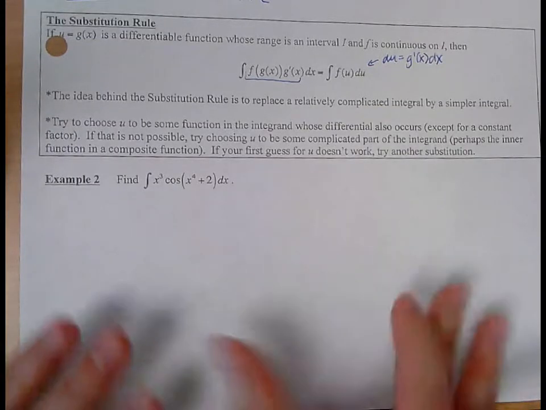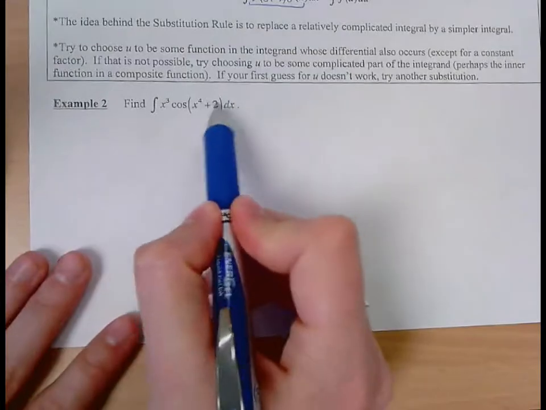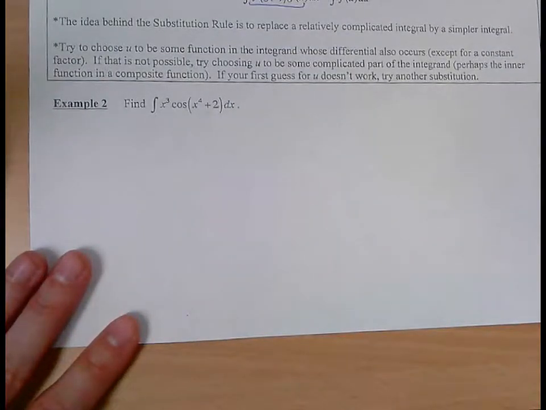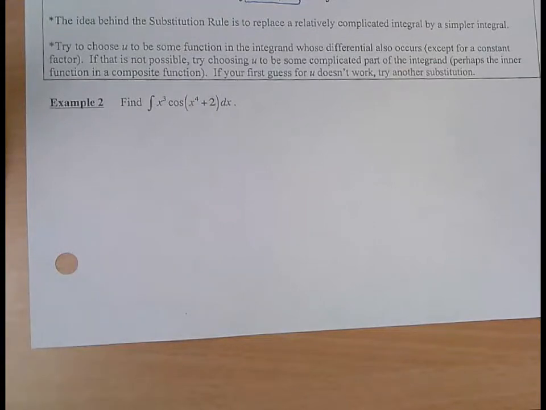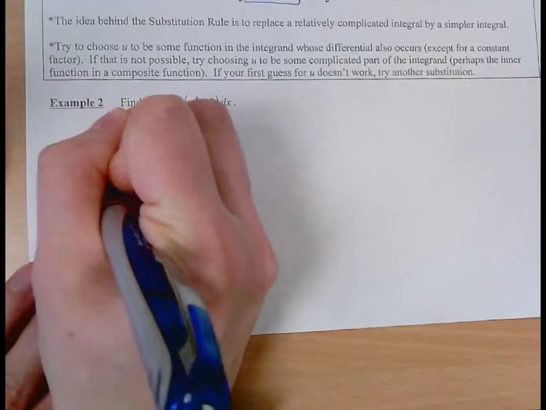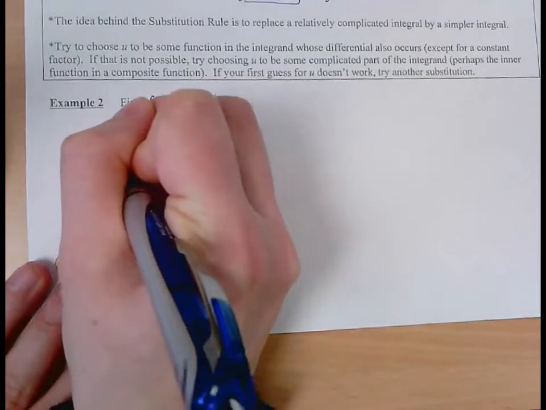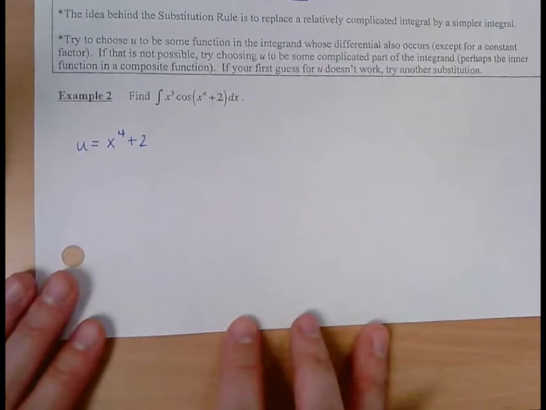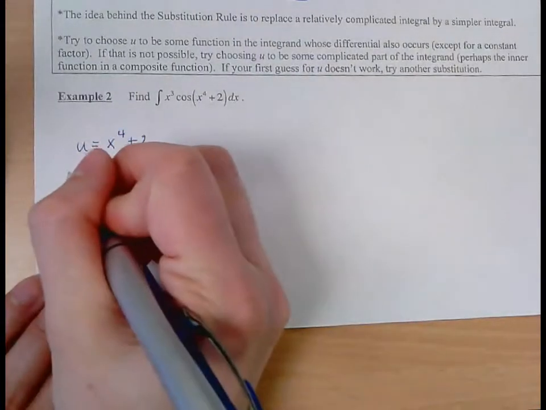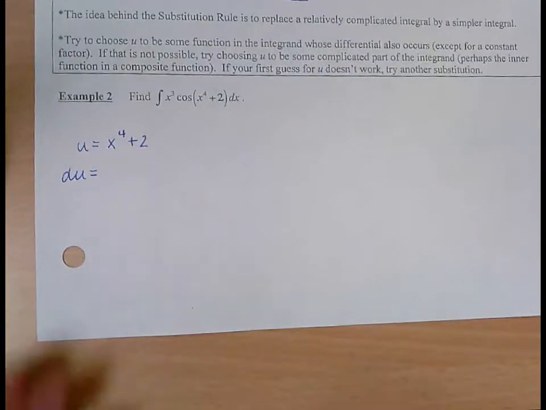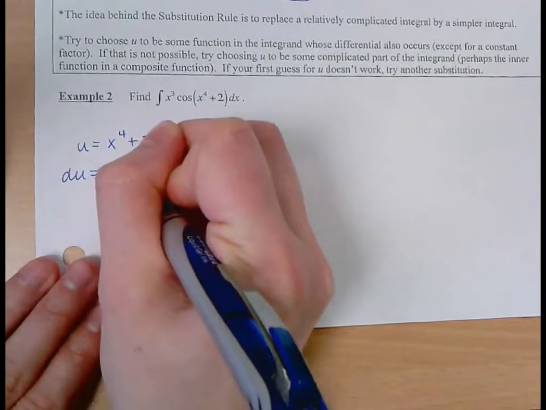If we look at example 2, I see I have an inside function for cosine. So that would be my first choice to try for u. I'm going to let u be the quantity x to the 4th plus 2, because then du will equal 4x cubed dx.